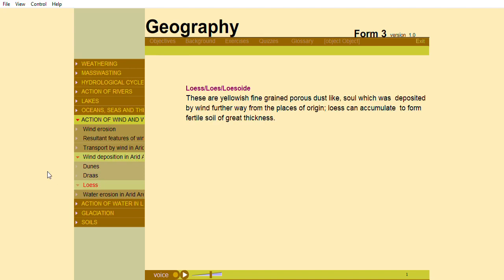Loess. The term loess is derived from the name of a village in Germany where farmers used it to make bricks. These are yellowish, fine-grained, porous, dust-like soil which was deposited by wind farther away from the places of origin. Loess can accumulate to form fertile soil of great thickness. For example, in northwest China, the fine-textured, deep, well-drained soil is used for farming.